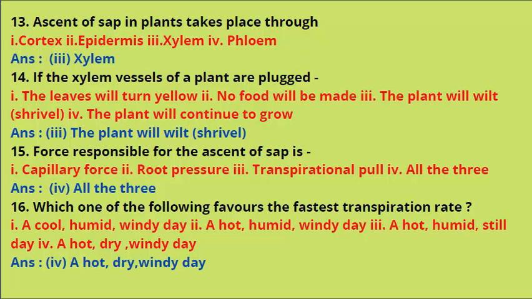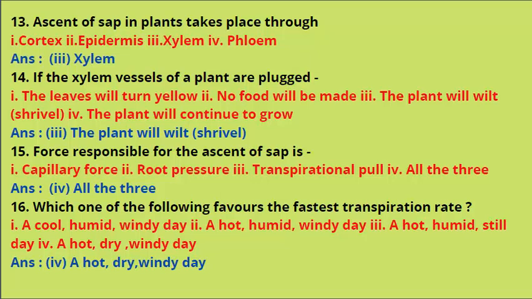Number 15, force responsible for the ascent of sap is number 1, capillary force. Number 2, root pressure. Number 3, transpirational pull. Number 4, all the 3. Answer is all the 3. Options which are mentioned like capillary force, root pressure, transpirational pull, all of them are responsible in the ascent of sap, that is the conduction of water through the plant by the xylem tissue. So answer will be option 4, all the three.